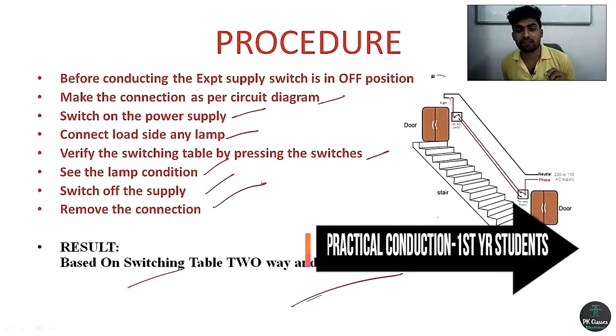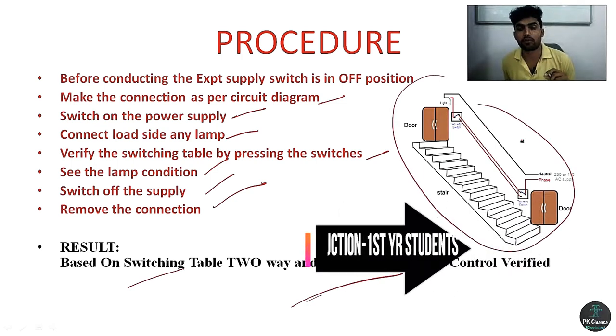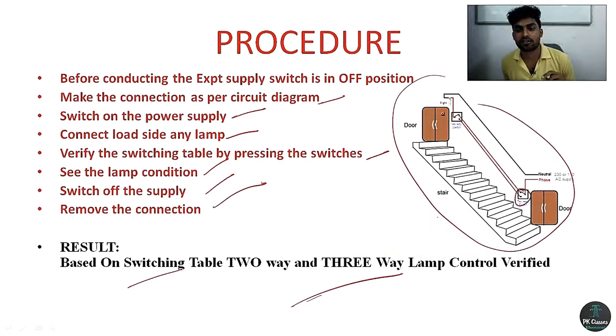Best example for understanding this experiment, two-way control of lamp. See here one switch and then here one switch. This one is ground floor, this one is first floor. We are controlling this lamp.